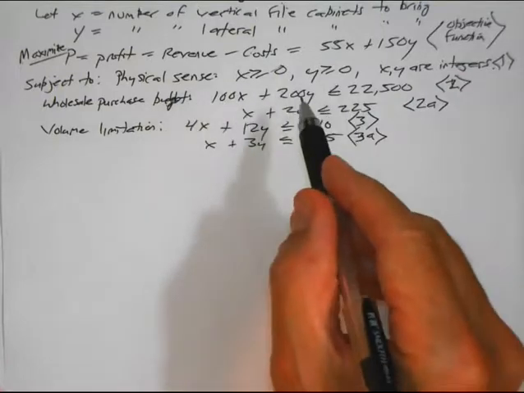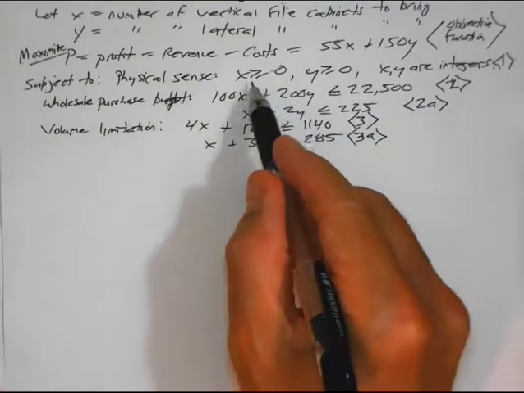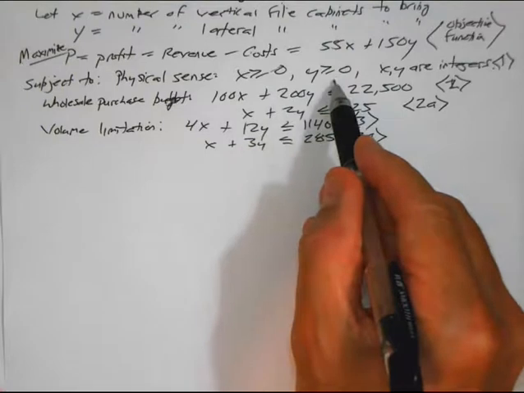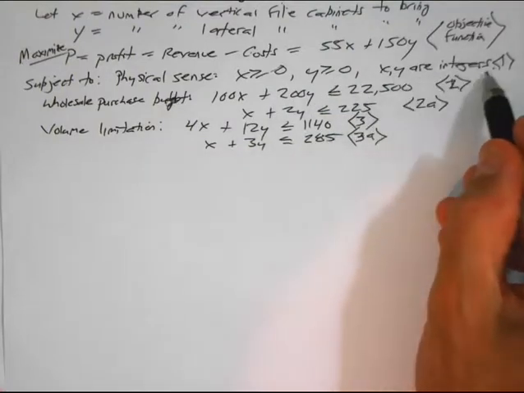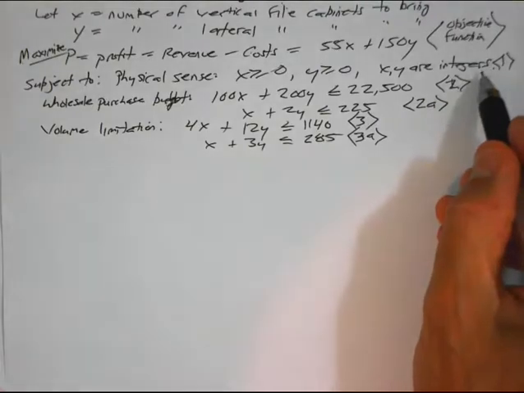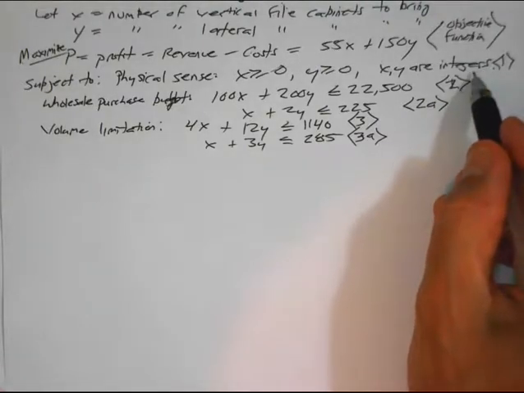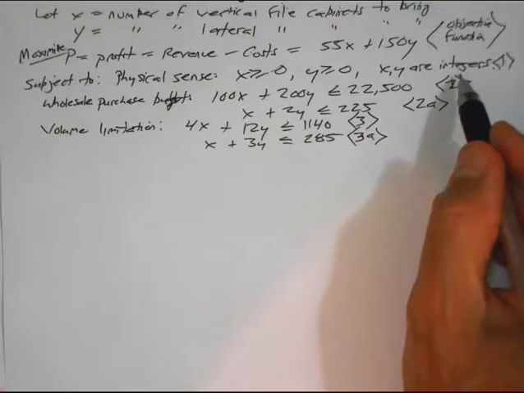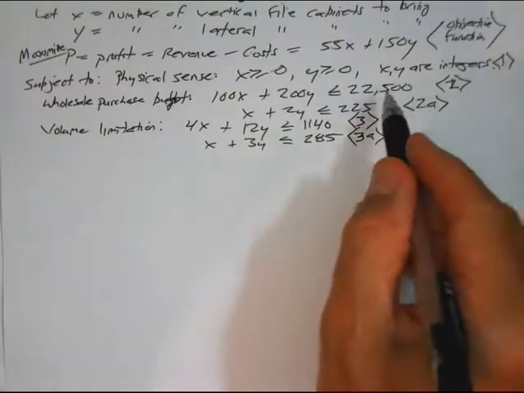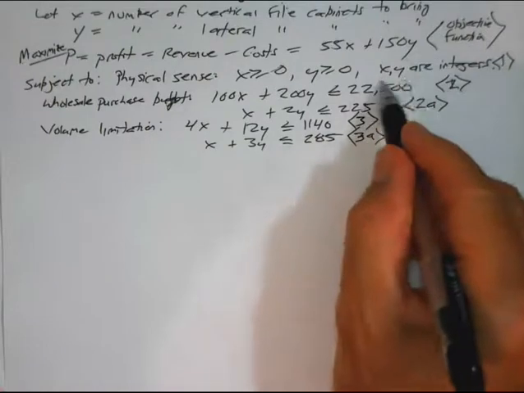We need to see all linear constraints first of all, and we have that here. Wait, do you see this? X, Y are integers. Okay, you know what? That actually disqualifies this from being a linear programming problem. This is actually an integer programming problem because of this constraint here.